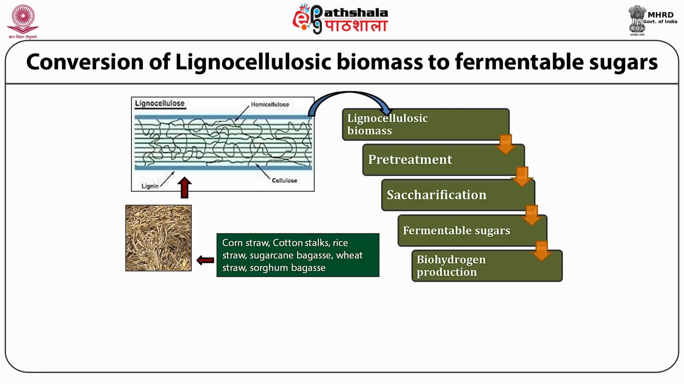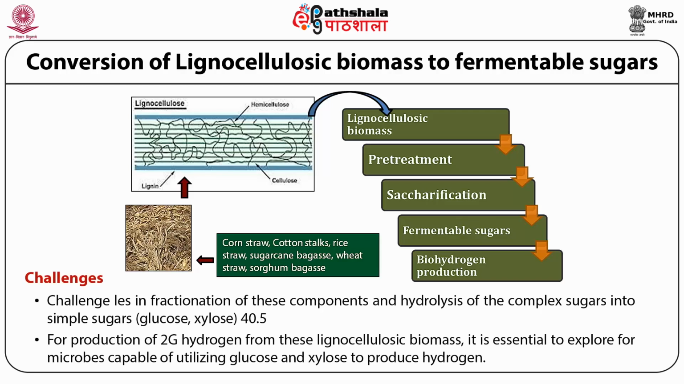So these complex carbohydrates need to be treated for conversion into simple sugars. The challenge here is the cost-effective treatment of these complex carbohydrates to simple sugars, so that eventually these simple sugars can be taken up by the hydrogen producing microbes for production of hydrogen. Though many technologies are being developed or established for conversion of these complex carbohydrates to simple sugars, the challenge now is the cost of these treatment processes.